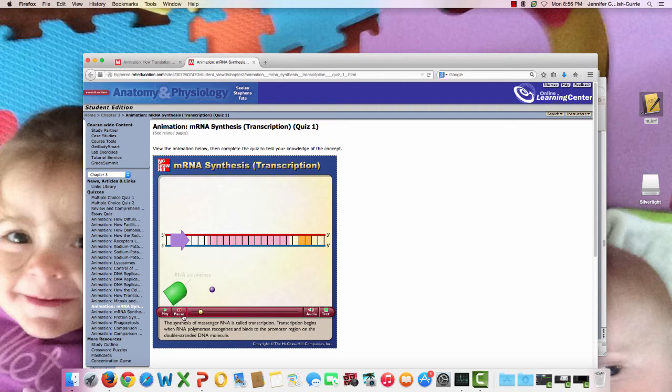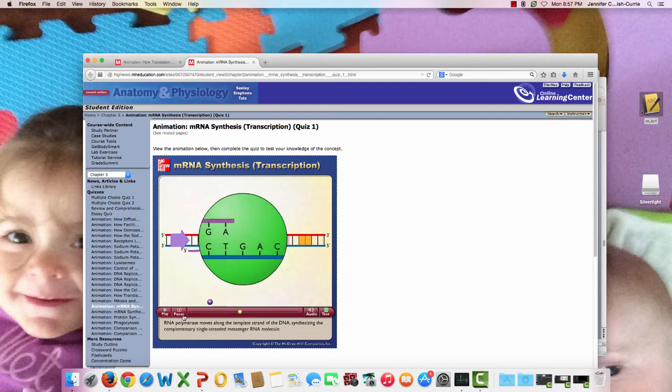Transcription begins when RNA polymerase recognizes and binds to the promoter region on the double-stranded DNA molecule. A particular subunit of the RNA polymerase, called the sigma factor, participates in recognition of the promoter region. Soon after transcription is initiated, the sigma factor dissociates from the RNA polymerase. RNA polymerase moves along the template strand of the DNA, synthesizing the complementary single-stranded messenger RNA molecule.